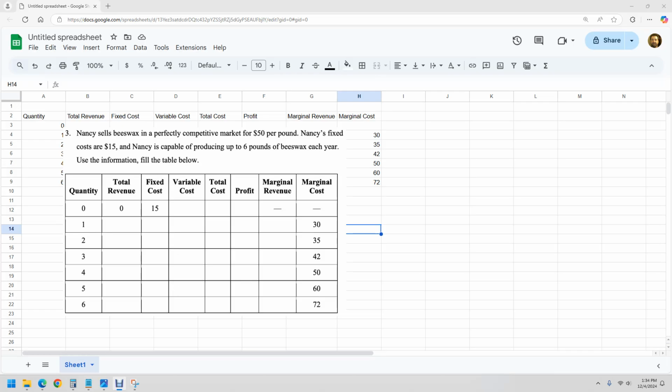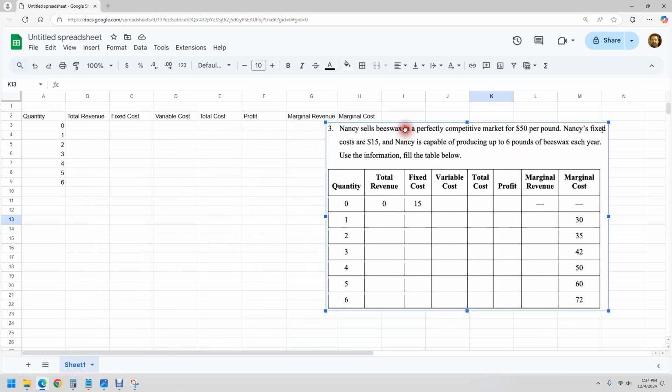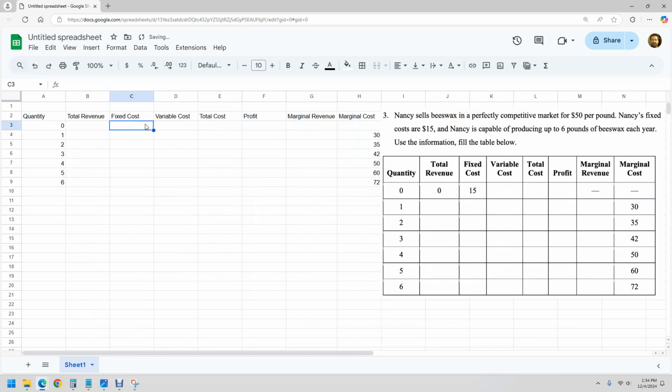We're going to use Google Sheets to fill in this microeconomics cost chart and revenue chart. And it's perfect competition, so we can also find the profit maximizing quantity. So this is the problem here. Her capacity, we might say, is 6 pounds of beeswax per year, and we're told that the fixed costs are 15. So I'm going to put 15 in there.